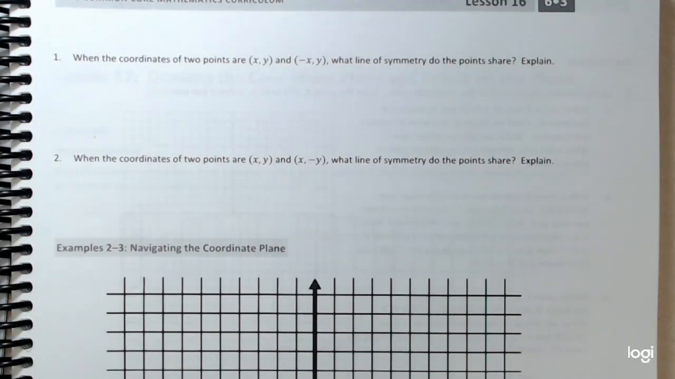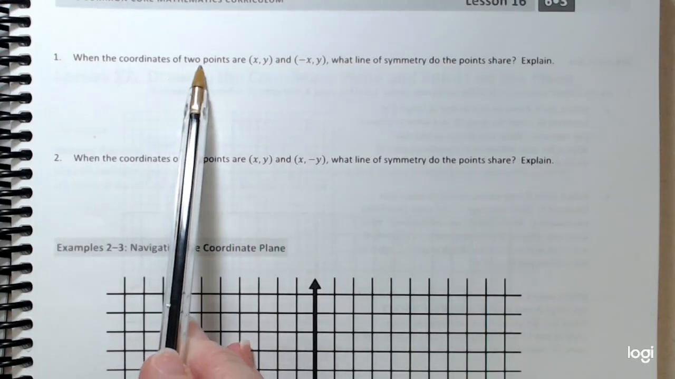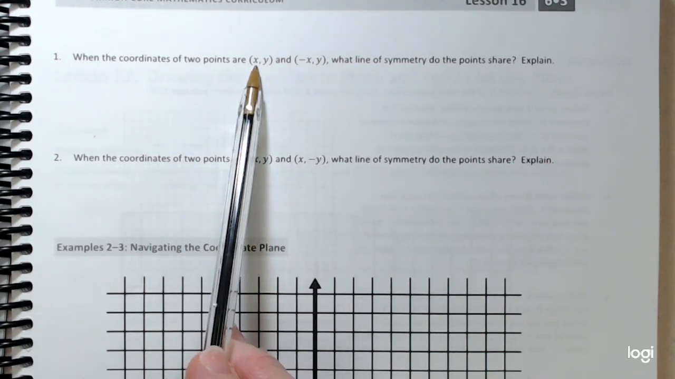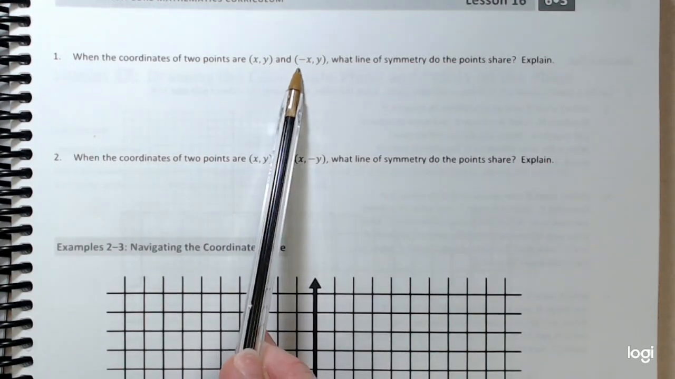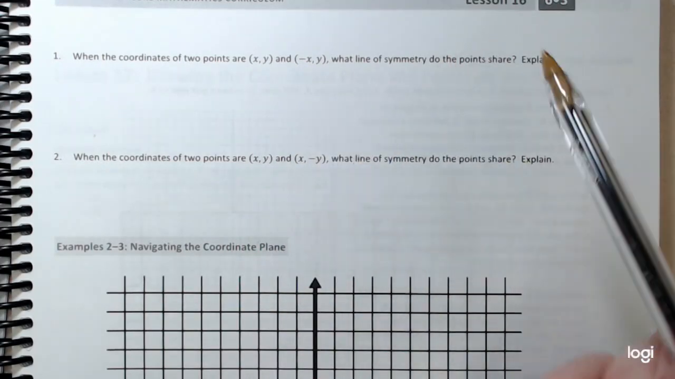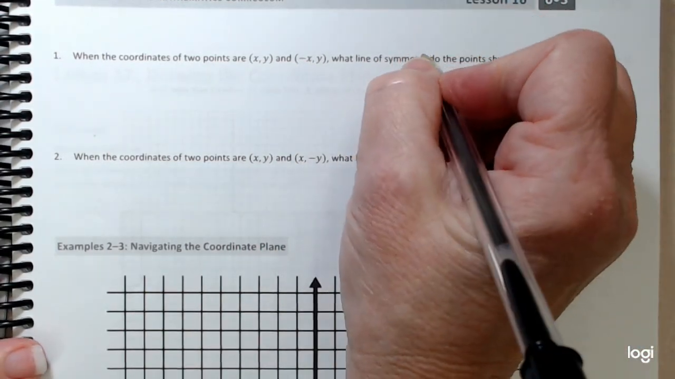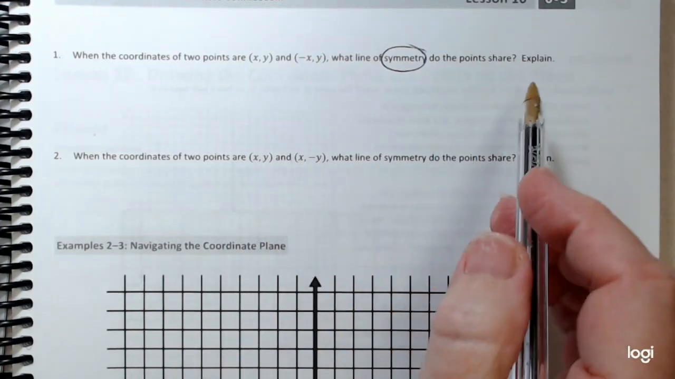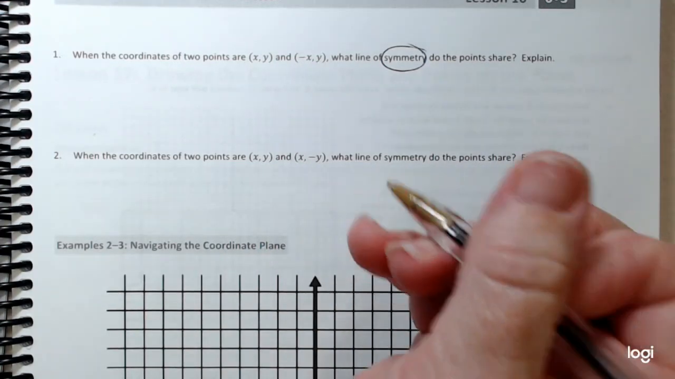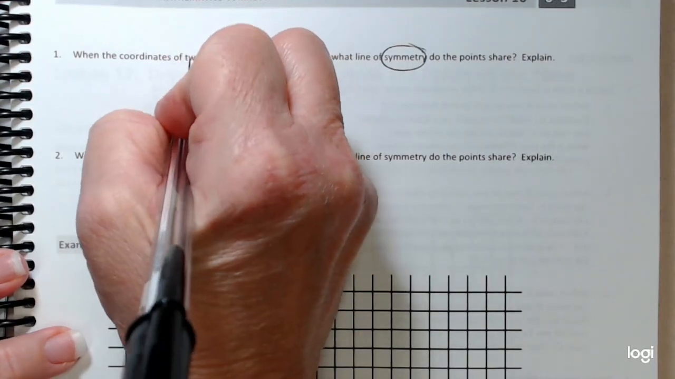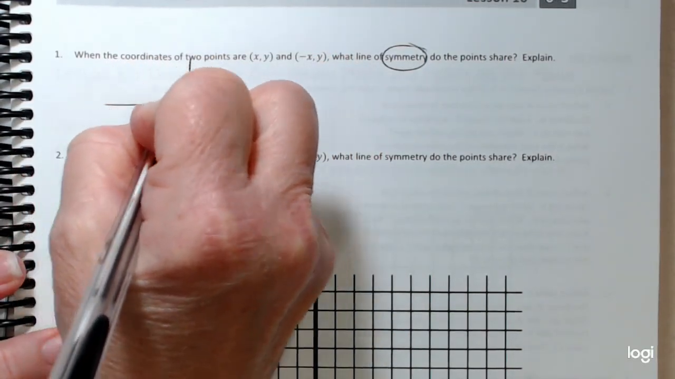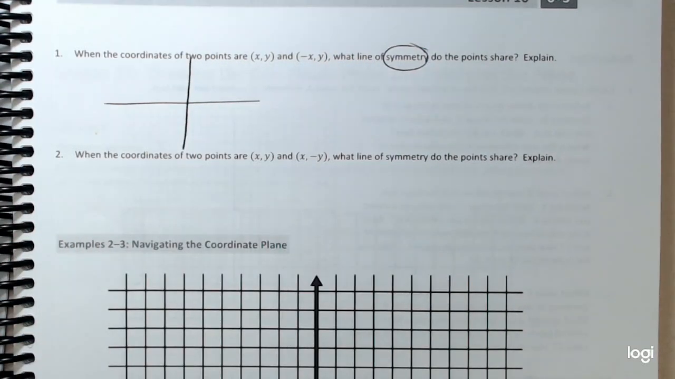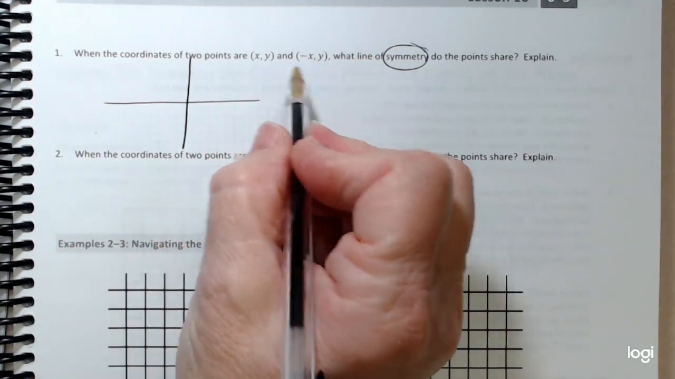Okay, top of the next page says, when the coordinates of 2 points are (x, y) and (-x, y), what line of symmetry do the points share? Circle the word symmetry for me. And we're going to do a little example here. So we're not going to write with words, a lot of explanation. I want you to go ahead and make a small coordinate grid.